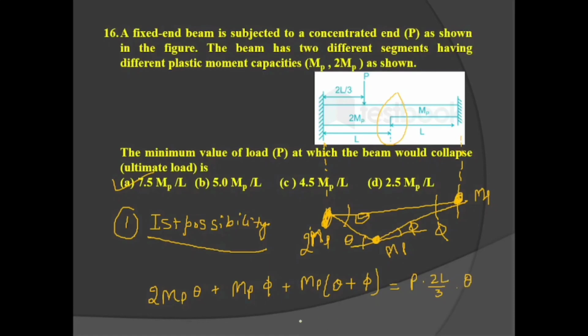So here P is equal to 8.25 MP by L. And what is the value of phi? Basically theta is equal to 2 phi, because if this is 2L by 3, then this will be L by 3. Only then is the length equal to L. Now the second mechanism: according to the second mechanism, we also have to calculate the value.